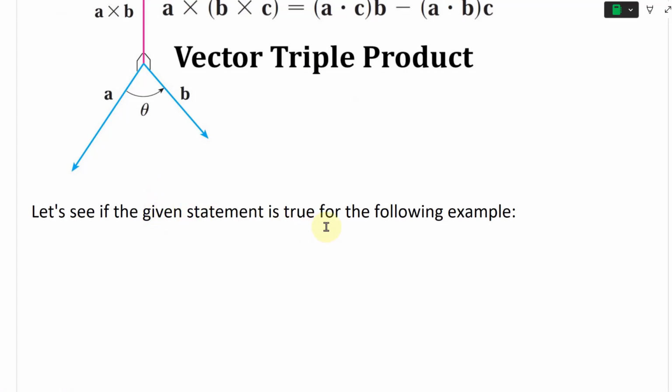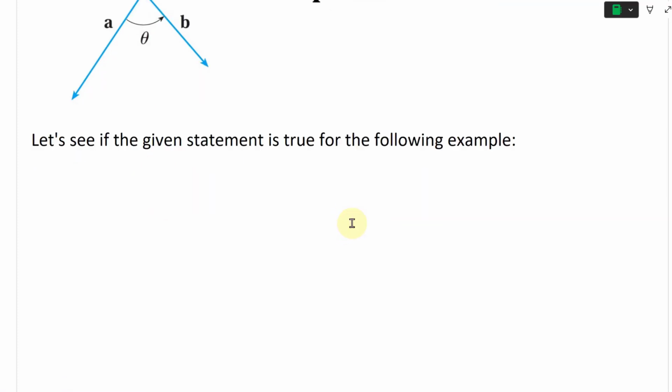So let's see if the given statement is true for the following example. All we needed was one example to show that it's not true in general. So we'll have, let's say, u = (1, 1, 1), and let's say we have v equal to, and let's just make another something like this.